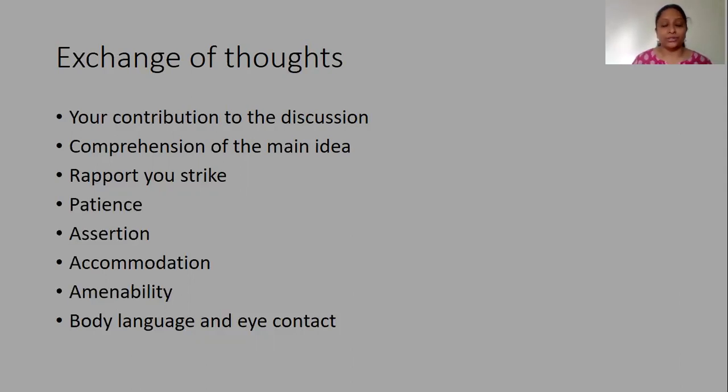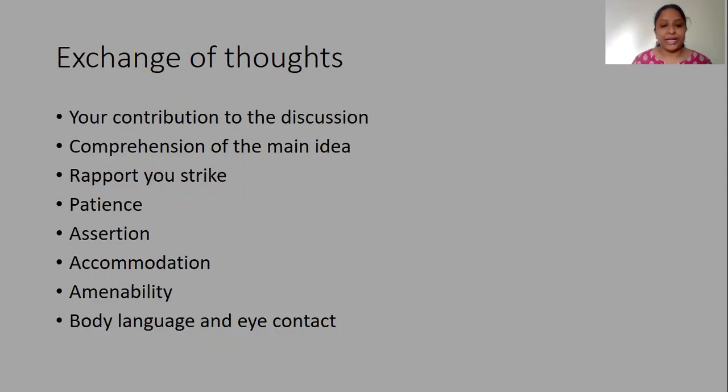And accommodation, you must be able to accommodate the others in the team. You should empathize with the others. You should encourage and motivate the others. And amenability is also tested here. Amenability, your ability to mingle with the others, right?